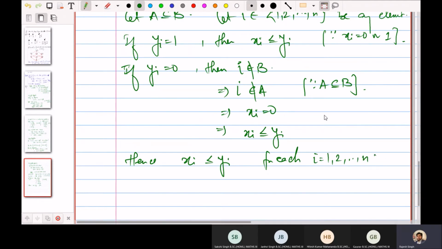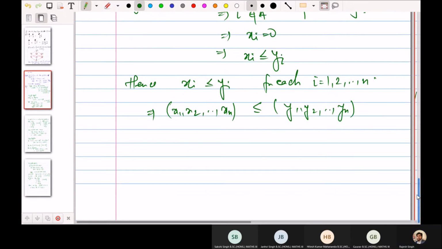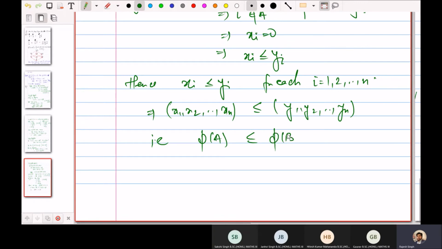हर एक के लिए ट्रू कर दे क्योंकि हमने कोई भी आर्बिट्री पिक करा था and we are able to show that xi is related to yi. So xi is related to yi for all i. This implies (x1, x2, ..., xn) is related to (y1, ..., yn), क्योंकि coordinate wise relate हो रहे हैं सारे के सारे, right? And that is phi(A) is related to phi(B). Fine.